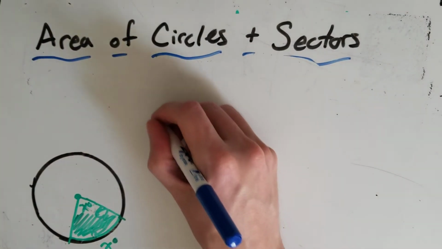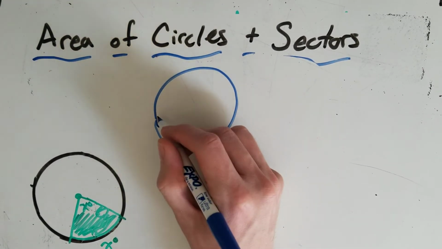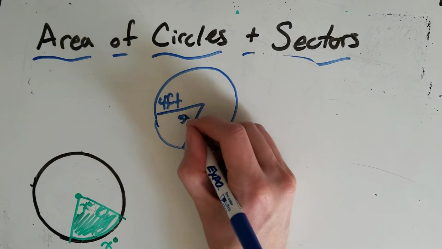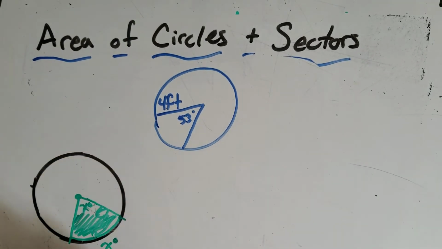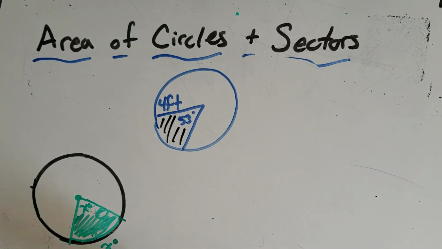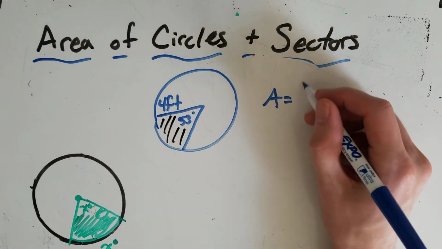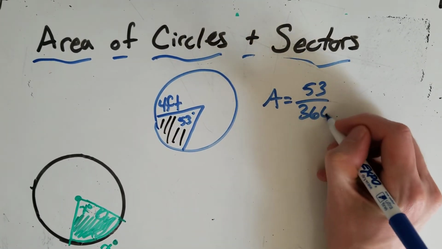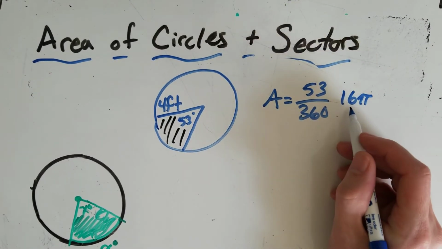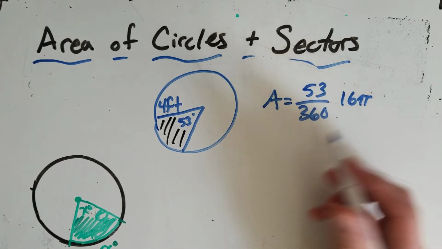So let's try this one first. Let's say we have a circle with a radius of 4 feet, a central angle of 53 degrees, and we want to find the area of this sector in here. So we can go right to that formula. The area is going to be equal to, well, the central angle is 53 out of 360. That's the fraction of the circle that we're going to take the area of. So the whole circle has an area of 16 pi, and we're taking 53 360ths of that.